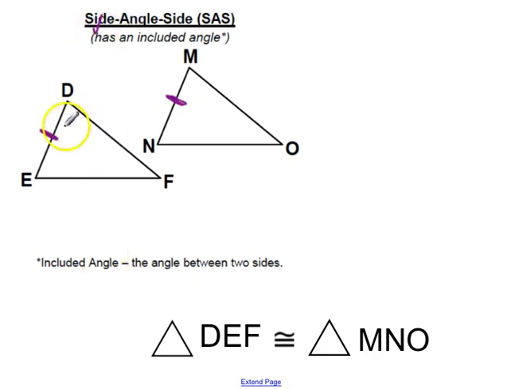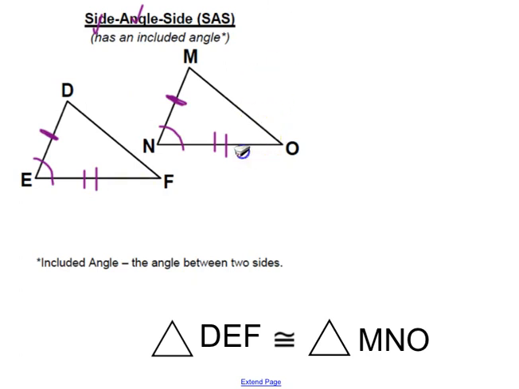Now I need an angle. So I could either use D or E. I'm going to go ahead and go down and use E. And so I know E and N are the same. And then I need another side, okay? And they have to be connected. So it can't be this example DF over here. So I'm going to mark a side over here, and then a side over here, okay? So notice I have a side, an angle, and a side. Side, angle, side, okay? So if you have a side, angle, side relationship, you have 2 congruent triangles, okay?